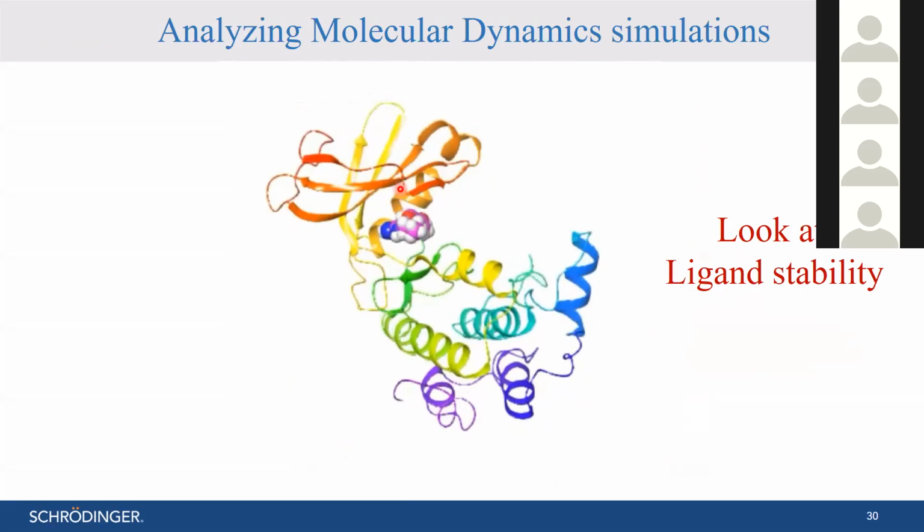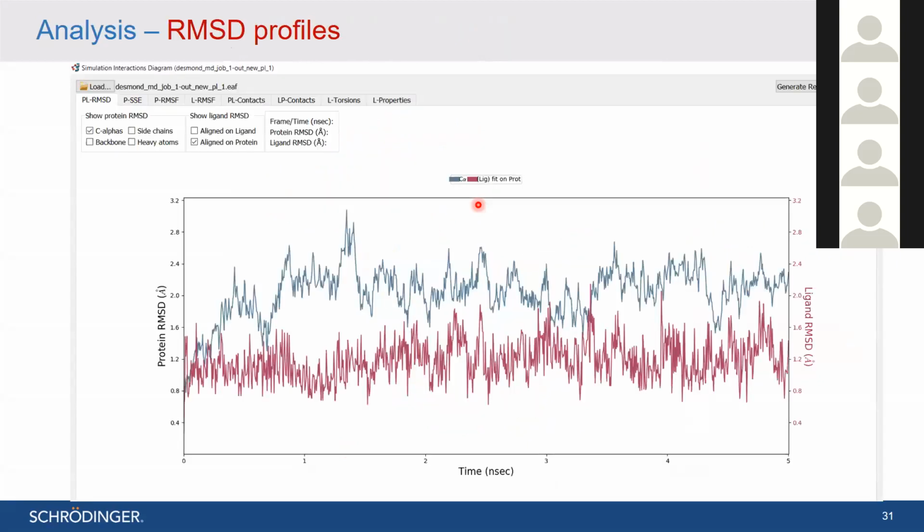One way to understand how stable the ligand is, is to look at RMSD plots. The RMSD tells you how much the ligand is moving from its initial position and how much the protein is deviating from its initial position. In this graph, you have time on the x-axis, we did the simulation for 5 nanoseconds, and on the y-axis, you have RMSD. In blue, you have the protein RMSD. You can see that the RMSD is changing as the simulation goes on, which indicates that the protein is moving.